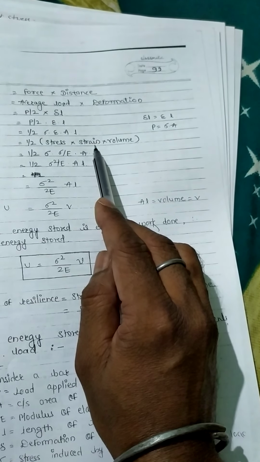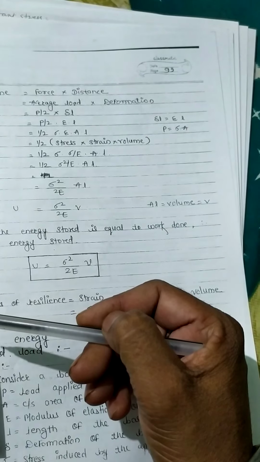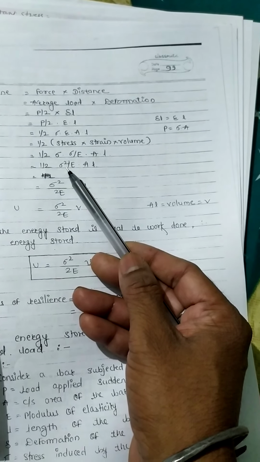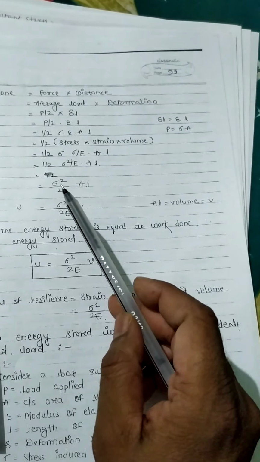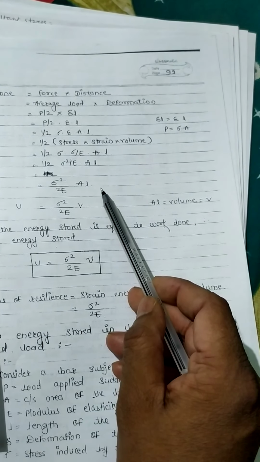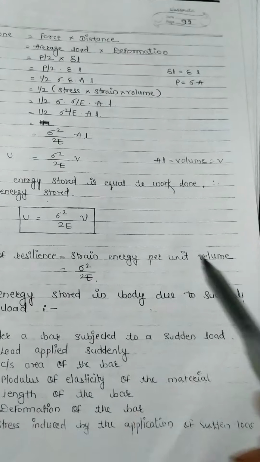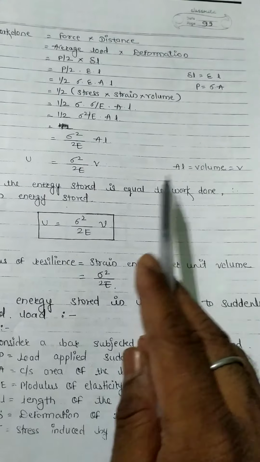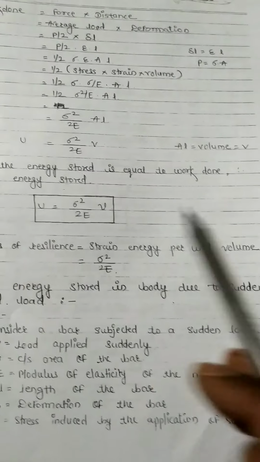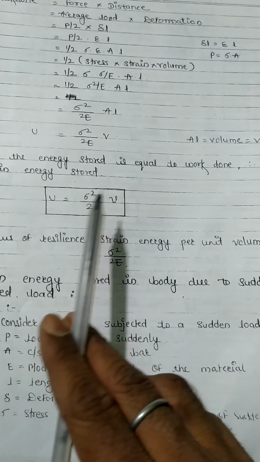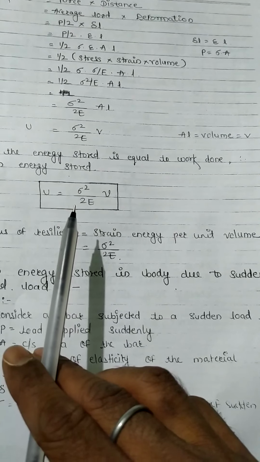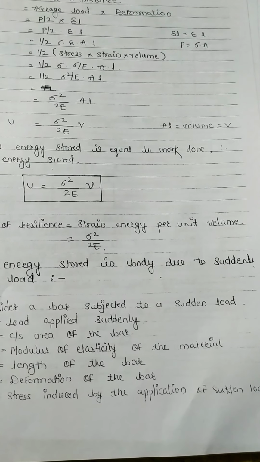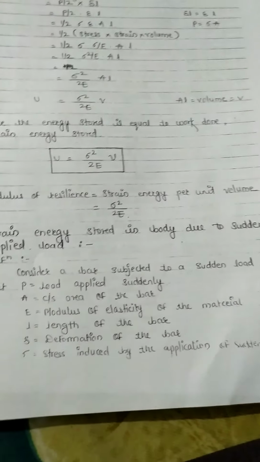and we put the value of strain as per Hooke's law of elasticity, sigma upon E, into A into L. So 1 by 2 sigma square upon E into A into L. So we get sigma square upon 2E into A into L. So U is equal to sigma square upon 2E into V, where V is the volume and its value is A into L. Since the energy stored is equal to work done, strain energy stored U is equal to sigma square upon 2E into V. Modulus of resilience is equal to strain energy per unit volume, which is equal to sigma square upon 2E.